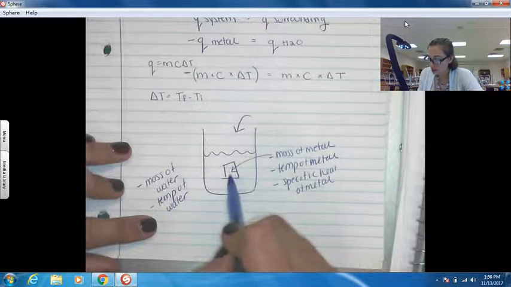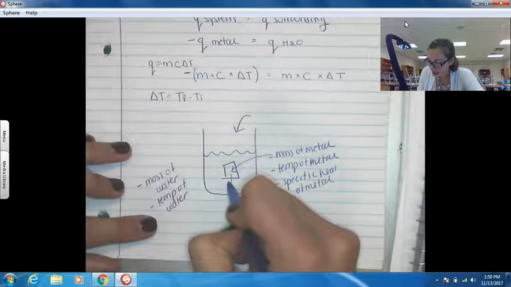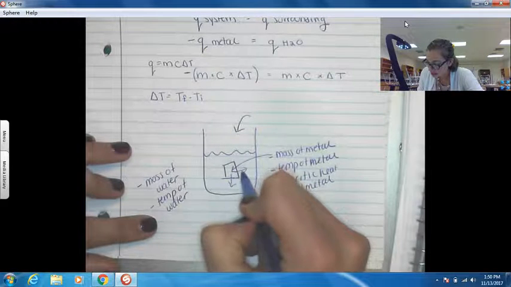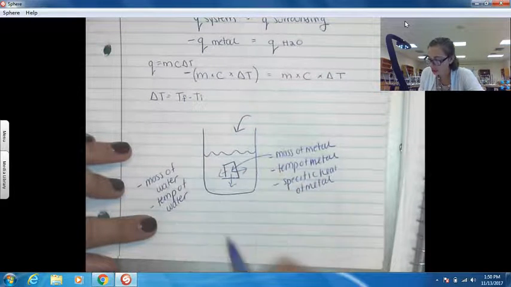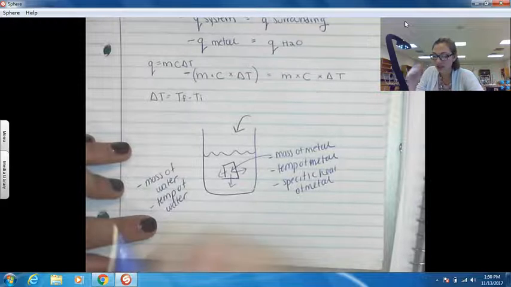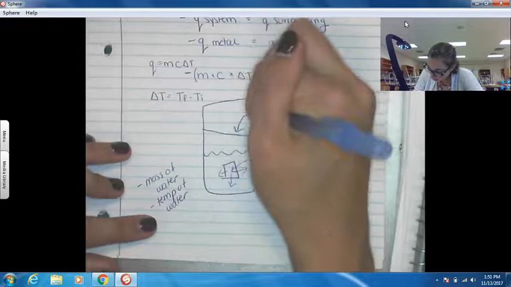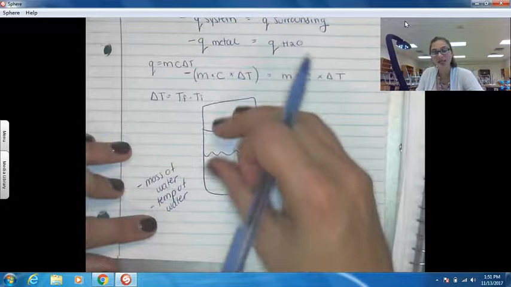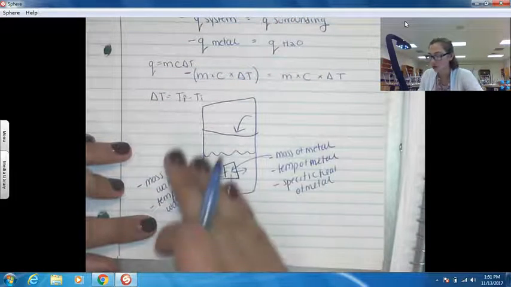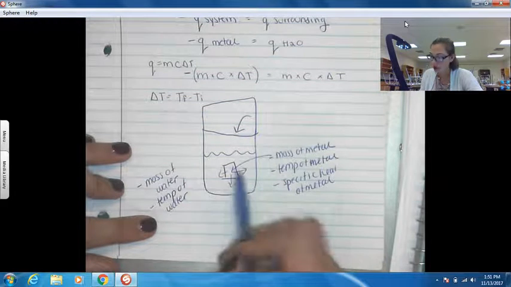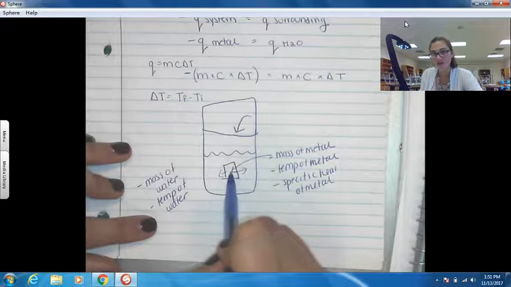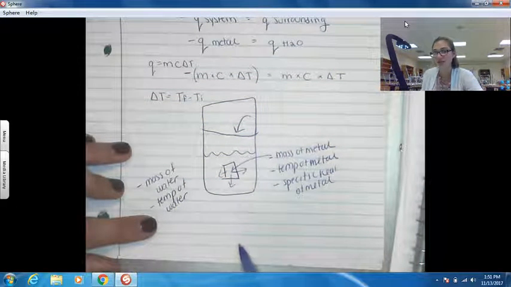So whatever temperature this is, that means that heat is going to be going from the system, which is our metal, out into the water. Now, to make this a closed system, we have to put another coffee cup on top of it to insulate it so that heat is not being lost to the surrounding air. So any of the heat that is coming off of this metal is going directly into this water.